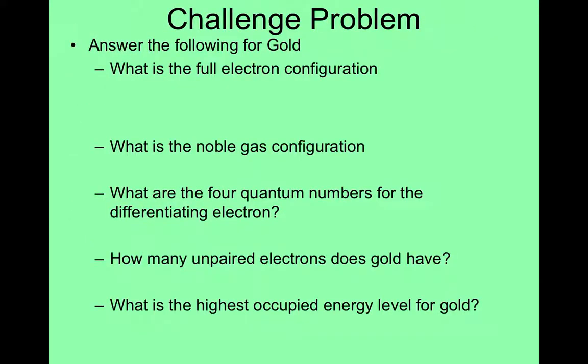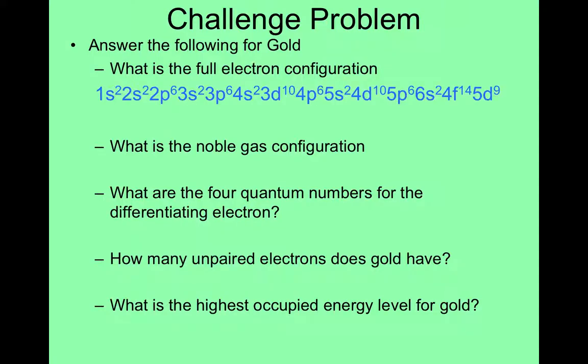And I do have a challenge problem here. Let's see. We want to answer the following for gold. So I will let you answer this on your own, and then we can check back with the answers. The full configuration for gold is this. It ends in 4f14 5d9. Actually, I should have included the 6s2 4f14 5d9. That's the last row there.